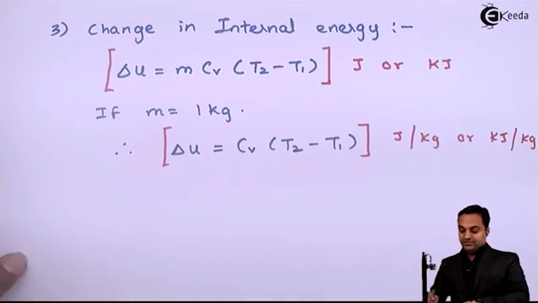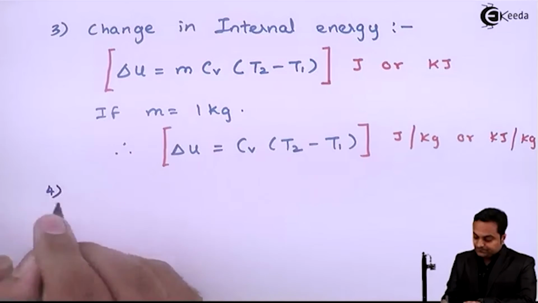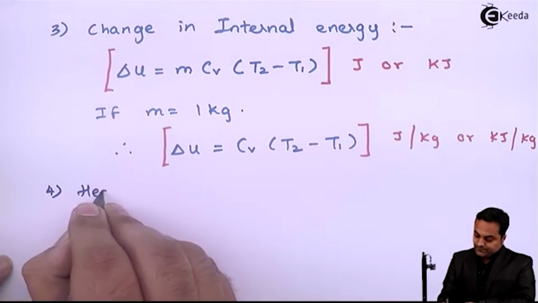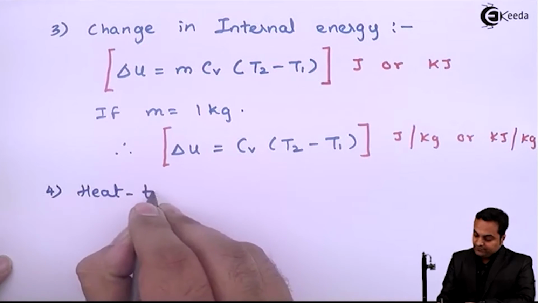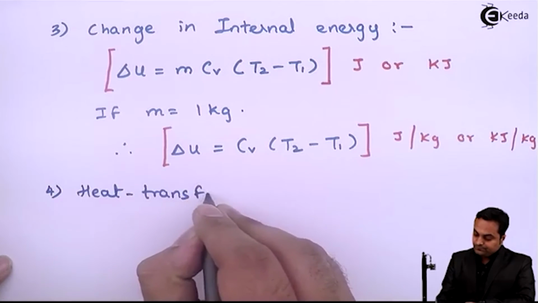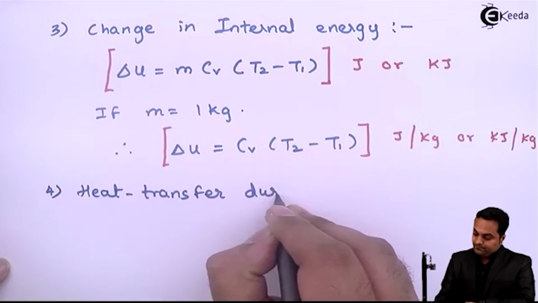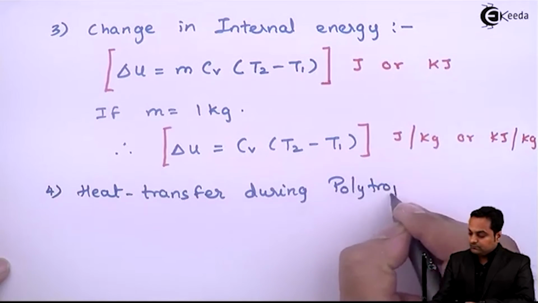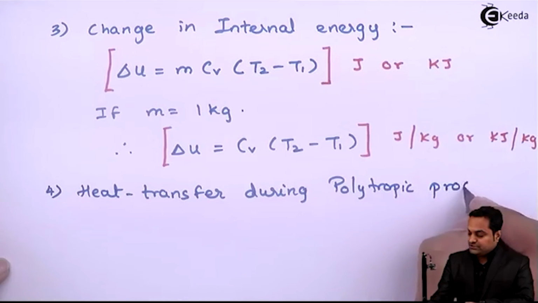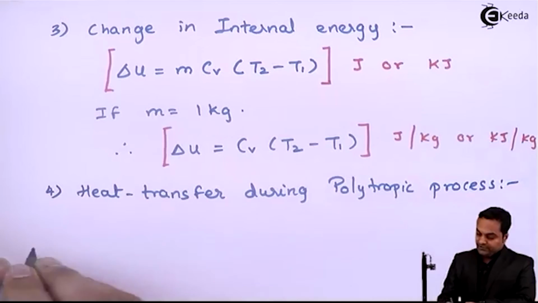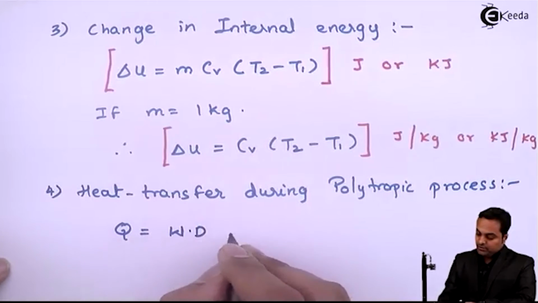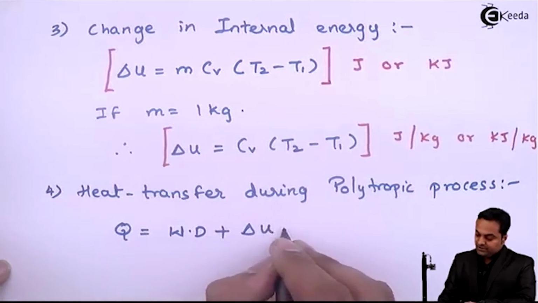Next, after getting the change in internal energy, I'll write down heat transfer during the polytropic process. Now heat transfer is given by the general formula, which is work done plus change in internal energy.